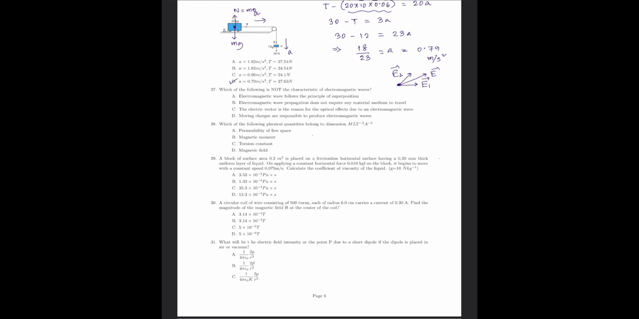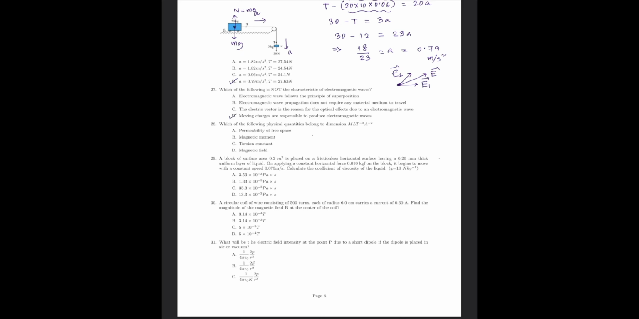The electric vector is the reason for optical effects due to electromagnetic wave. Yes, that is also true. Our eyes are sensitive only to the electric fields, the electric fields that make the optical effects. So option D has to be the correct answer for this problem.